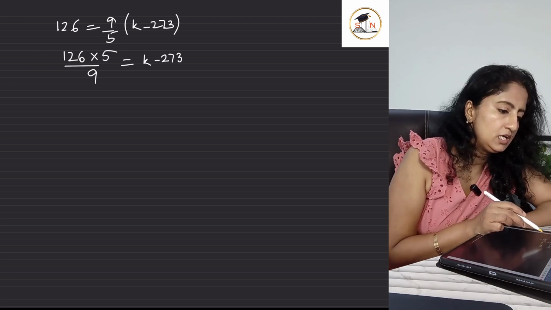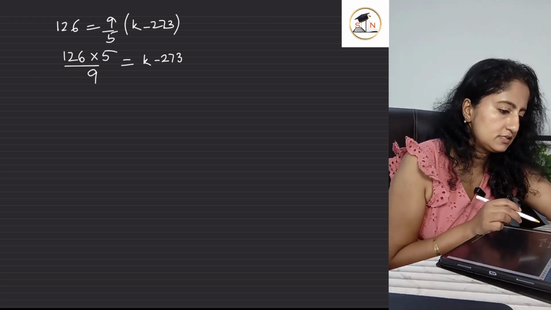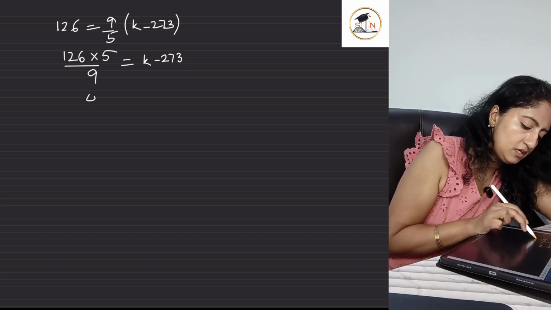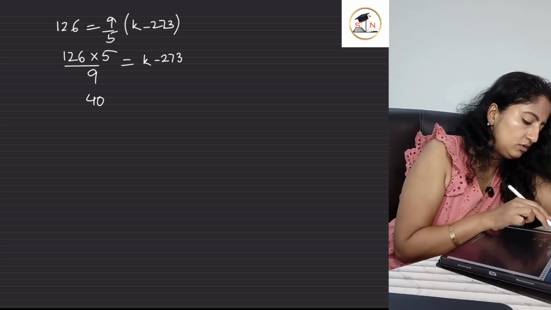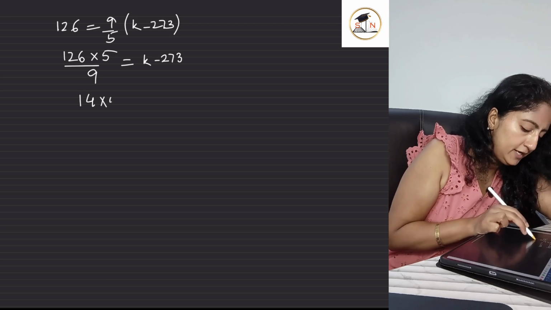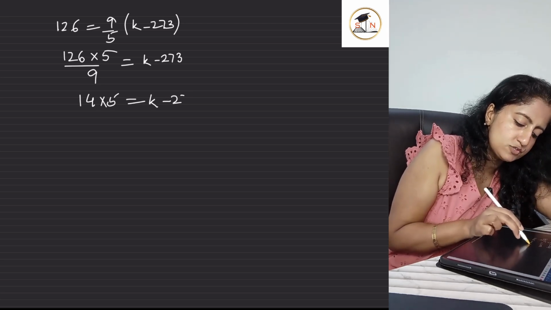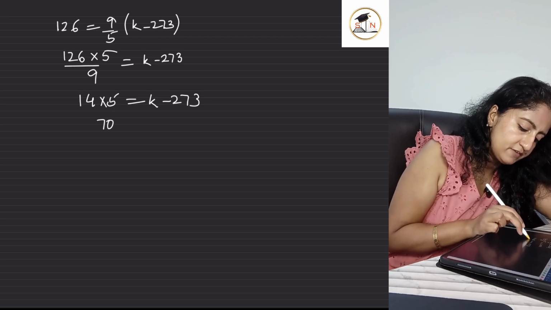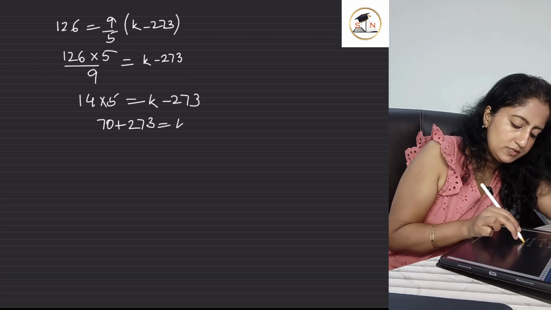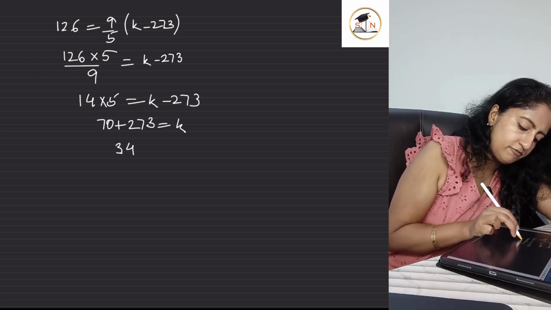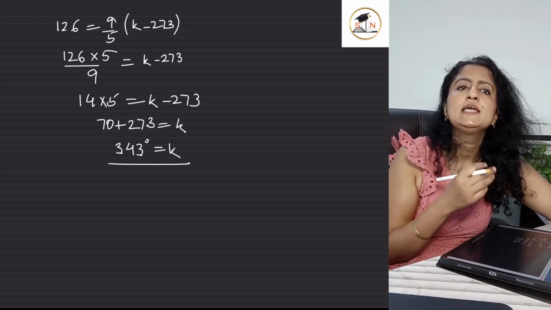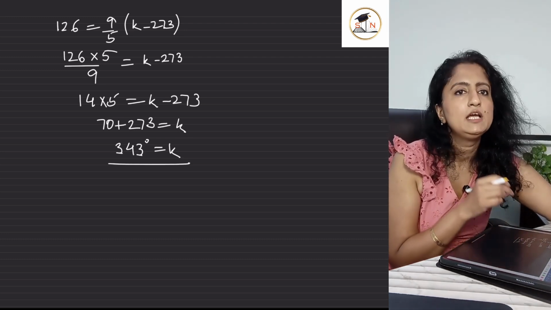Now, 126 and 9, can they get cancelled? 126 divided by 9, it is giving me 14. Oh, sorry, just a moment. 14 into 5 equals K minus 273, right? So 14 times 5 is 70. Now, 273 will come on this side, equals K. So this gives us 343 degrees equals K. And this is your temperature in Kelvin when we were given 158 Fahrenheit.